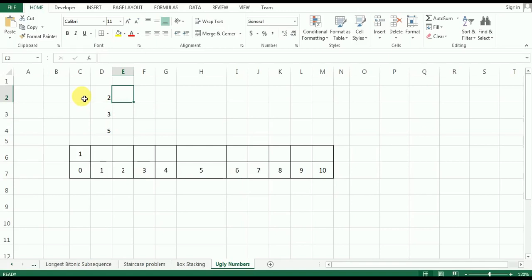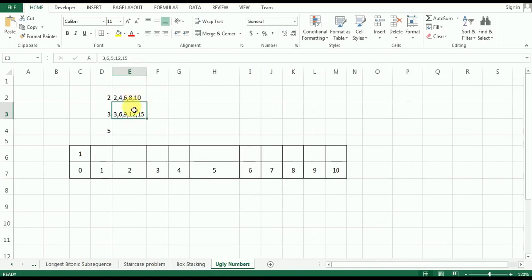So if I multiply 2 by 1, I will get 2. If I multiply it by 2, I'll get 4, then 6, then 8, then 10. Now all these are ugly numbers which are coming out of the series of prime number 2. Similarly for 3, let me form the series 9, 12 and 15. So these all are ugly numbers which are coming out of the prime integer 3. Similarly for 5, 10, 15, 20, 25.